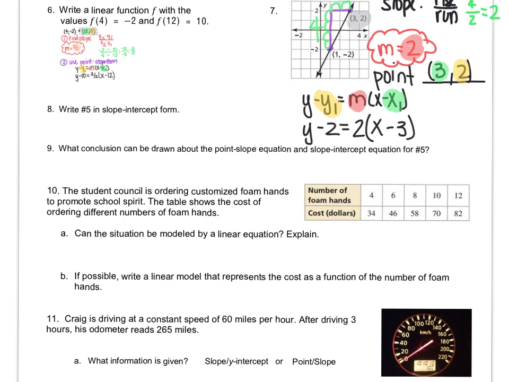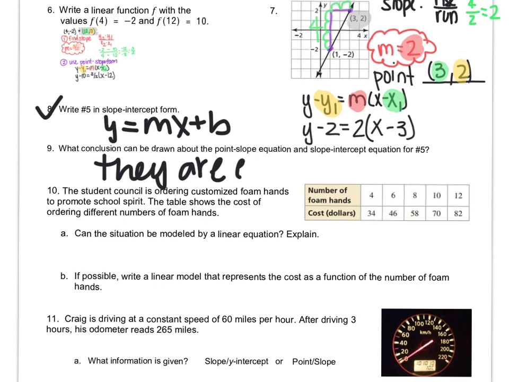So we've already done problem 8. We did that on the front side. We solved for y. So just remember, if it wants it in slope-intercept form, all that means is it wants it in y equals mx plus b form. So question 9 says, what conclusion can be drawn about the point-slope equation and the slope-intercept equation for 5? Well, we said this on the front page that they are equivalent. That means they represent the exact same line.